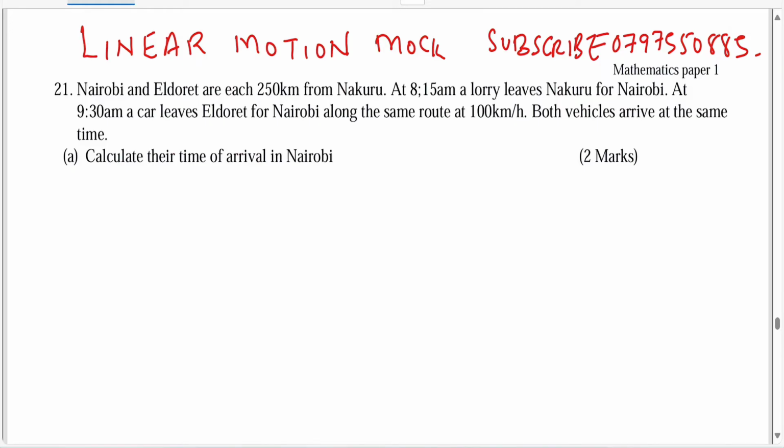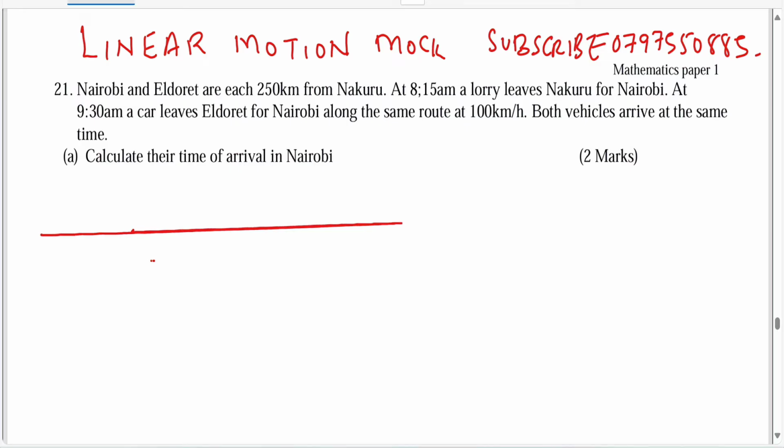Okay, tunaendelea na question 21 na ni linear motion. So don't forget that this is a mock paper. So the question says Nairobi and Eldoret are each 250 kilometers from Nakuru. At 8:15 a.m., a lorry leaves Nakuru for Nairobi. Okay. At 9:30 a.m., a car leaves Eldoret for Nairobi.